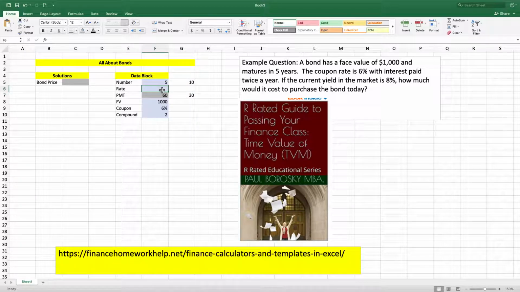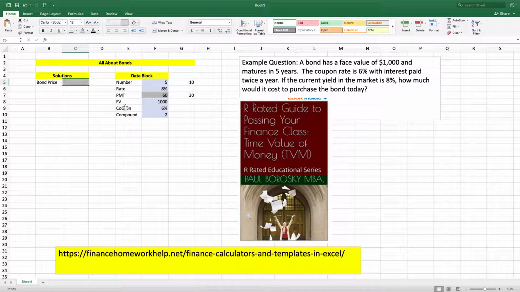So the next thing we need to do is figure out what the rate is. The current yield in the market is 8%. So we're going to type in 8% right here for the current yield. So now we have pretty much all the information we need in order to solve the bond price. The only thing that's missing is the actual calculations.